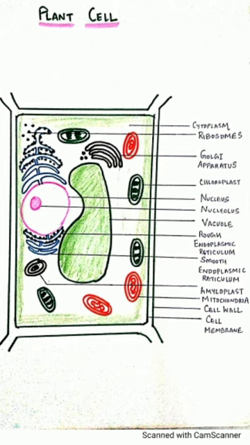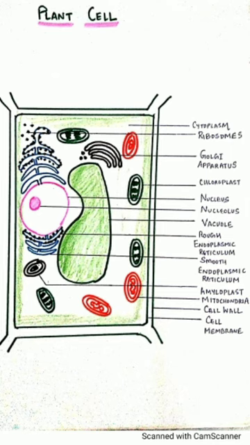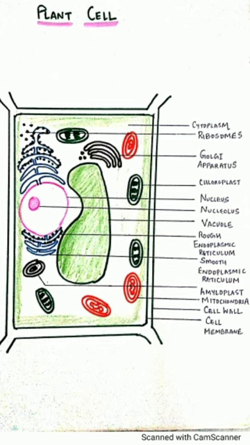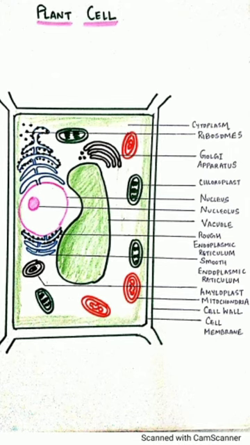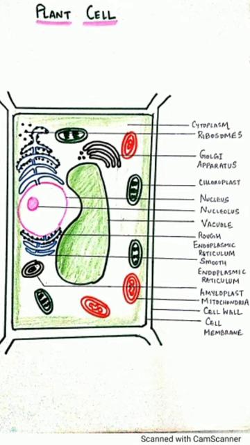Cytoplasm. It is a thick solution formed of water, salts, and proteins. All the cell organelles are floating in the cytoplasm only. Chloroplast. It is a disc shaped organelle which contains a green colored pigment called chlorophyll that is required for photosynthesis. The chlorophyll absorbs light energy from the sun as photons and uses it to convert carbon dioxide and water into glucose.